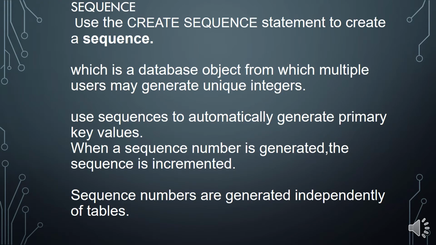A sequence is nothing but a database object. Using this object, we may generate unique integers in the table. To use sequences, we can automatically generate the primary key values. When the sequence number is generated, the sequence is incremented. Sequence numbers are generated independently of the table. So we can use the sequence anywhere in the table.